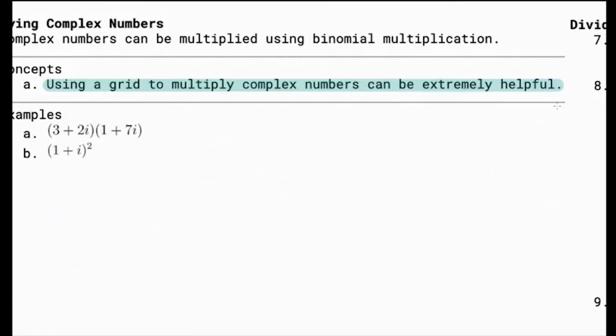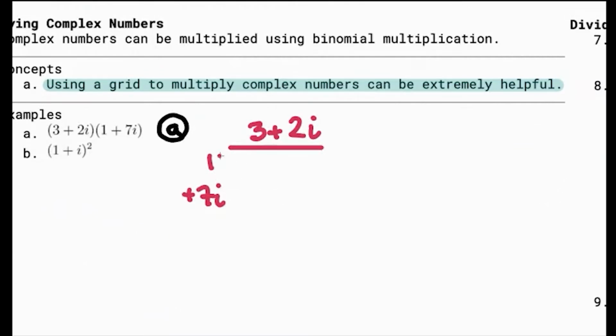But again, some people just don't like doing it because they don't like showing work this way. They have their own little method, so that's fine. So you do not have to do it this way. I'm just going to show you the way I would suggest, because it's just really good to be organized this way. So what I'm going to do is take the 3 plus 2i, and I'm going to take the 1 plus 7i, and basically make a square, or I should say a rectangle.